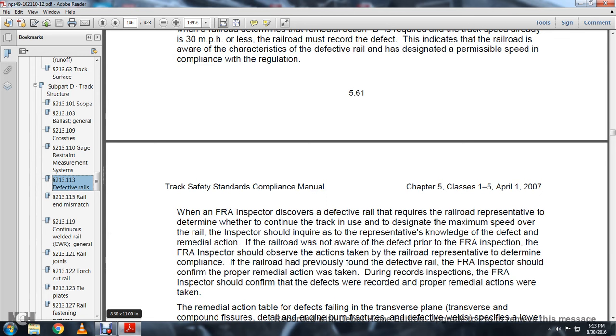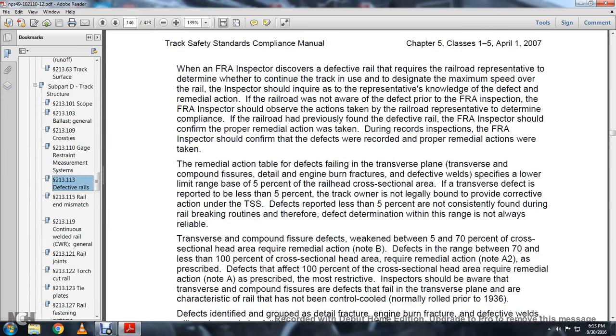When the FRA inspector discovers a defective rail that requires remedial action, the inspector should inquire about the railroad representative's knowledge of the defect and of the remedial action. If the railroad was not aware of the defect prior to the FRA inspection, the inspector should observe the actions taken by the railroad representative to determine compliance. If the railroad previously found the defective rail, the inspector should confirm that the proper remedial action was taken. During the record inspection, the FRA inspector should confirm that the defects were recorded and remedial actions were taken.